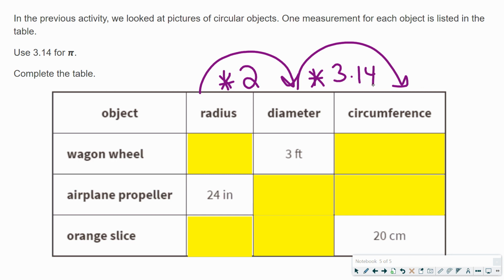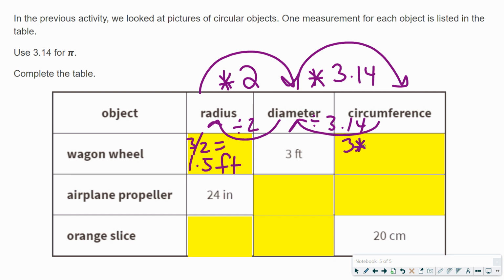If I have to go the other direction, so to go from circumference to diameter, I divide by 3.14. To go from diameter to radius, I divide by 2. So for the wagon wheel, to find the radius, I do 3 divided by 2, which is 1.5 feet. To get the circumference, I do 3 times 3.14, and I get 9.42 feet. So it's all about multiplying and dividing because it's a proportional relationship.